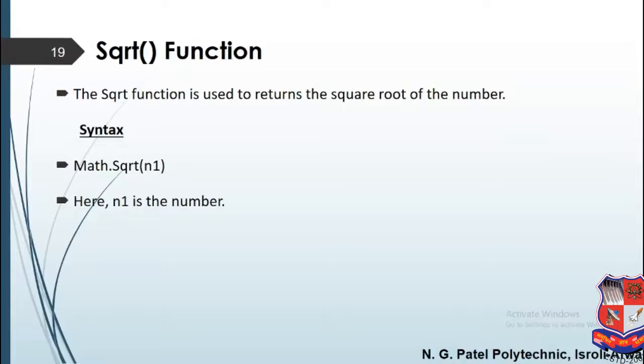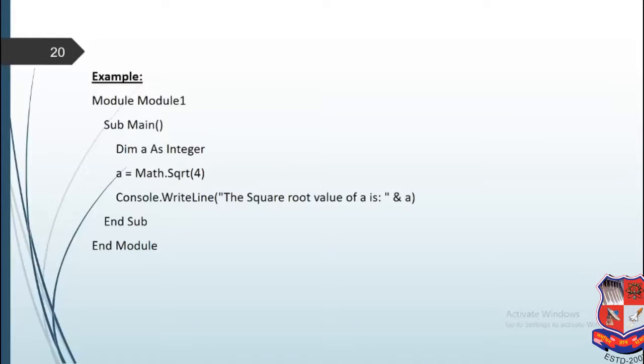And the last function is the square root function. The square root function is used to return the square root of a number, and the syntax is basically simple: Math.Sqrt of n, right? Here is the example of the square root function. We all know that the square root of 4 is 2, so the output will be 2, right?